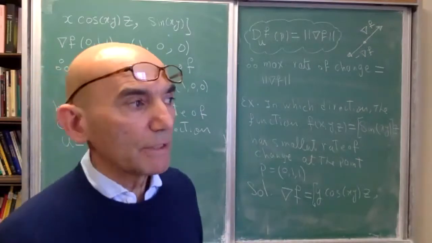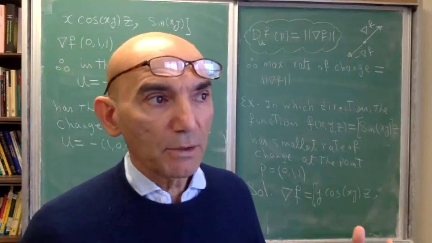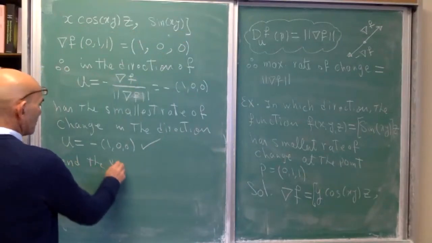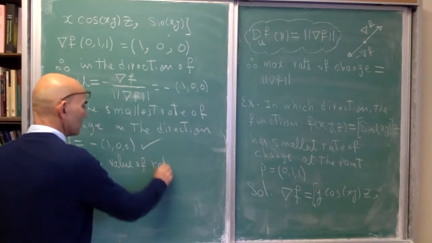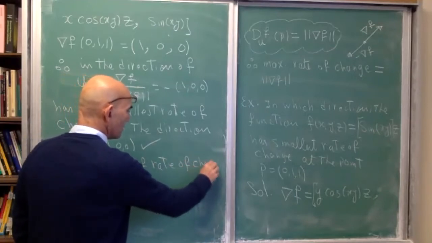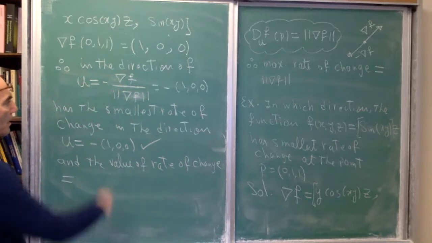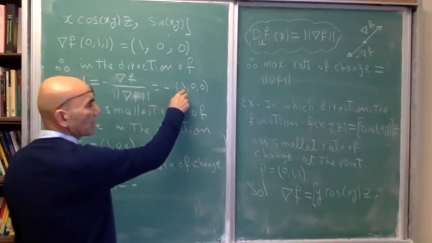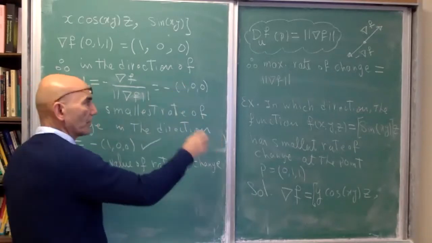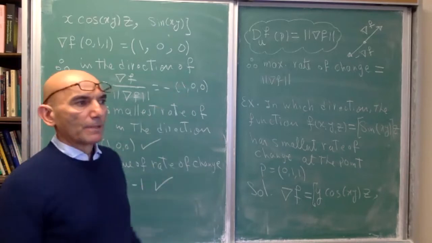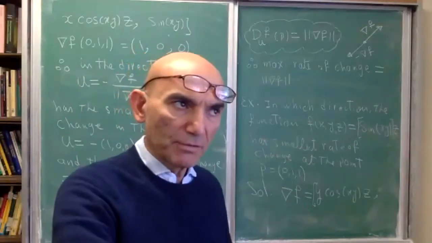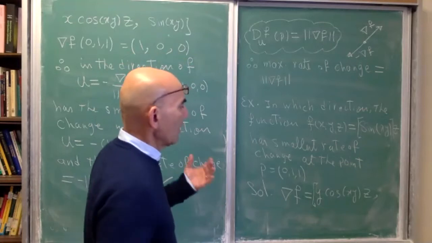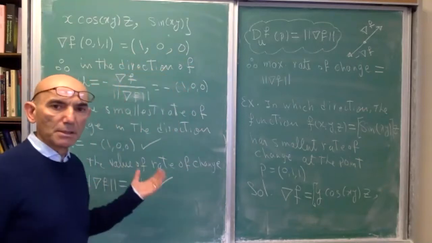so this is the direction, but you may be asked also the second question. The second question is, what is that value? The value of rate of change is equal to negative norm of gradient of f. Well, in this case, everything is easy because the gradient is already a unit vector, so this is 1, so negative 1. So in this problem, we did two things. We found the gradient, we found the negative of the gradient direction, and also we found the value. So these are typical questions that are straightforward, but you have to know what you're doing. Otherwise, pretty easy questions.